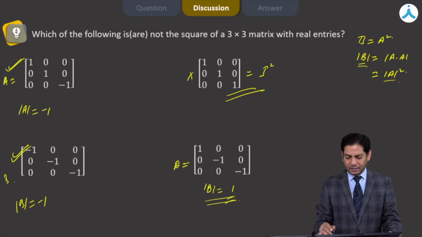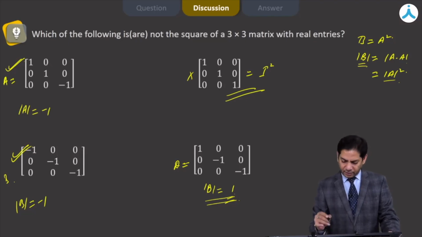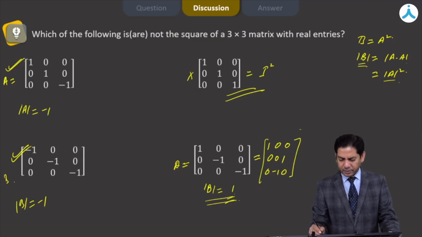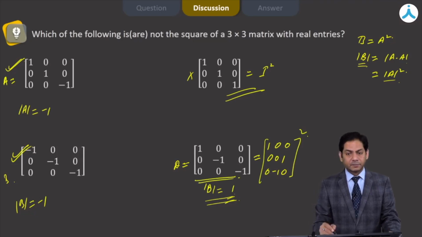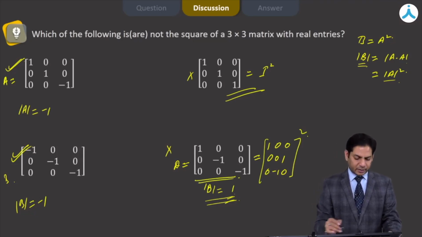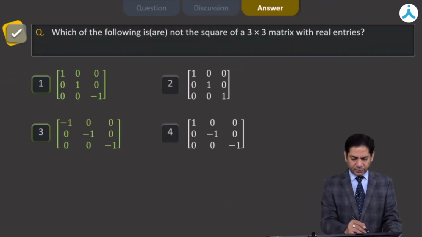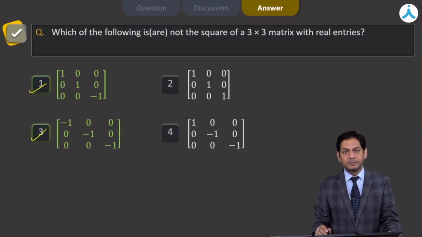In fact, with a little hit and trial, you can find out that one of the possible matrices may be 1 0 0, 0 0 1, 0 -1 0. If you take a square of this matrix, you will be getting this one. So option D is also incorrect. A and C are the correct choices. Let's confirm it. That is okay. First and third choices are the correct ones. Thank you.